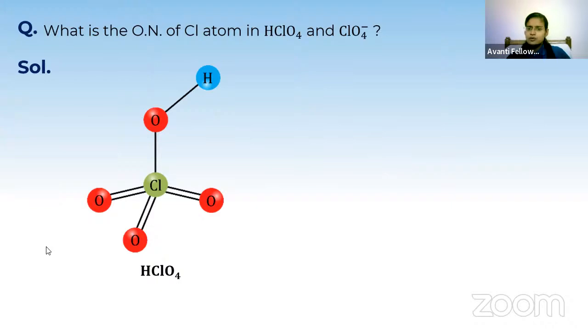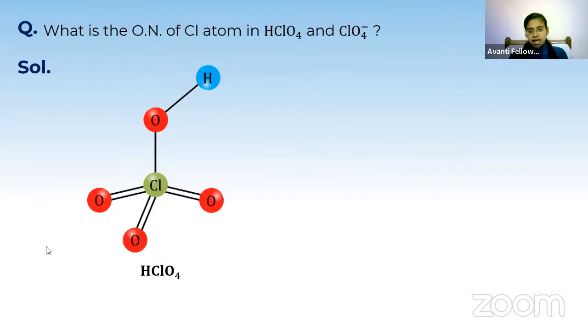Are you getting +4, my dear? No, it is not +4. Try once again. Look into the structure and see. We have oxygen bonded with chlorine, right? So we know that oxygen is more electronegative than chlorine. Yes, exactly correct. Very good. +7 is the correct answer.